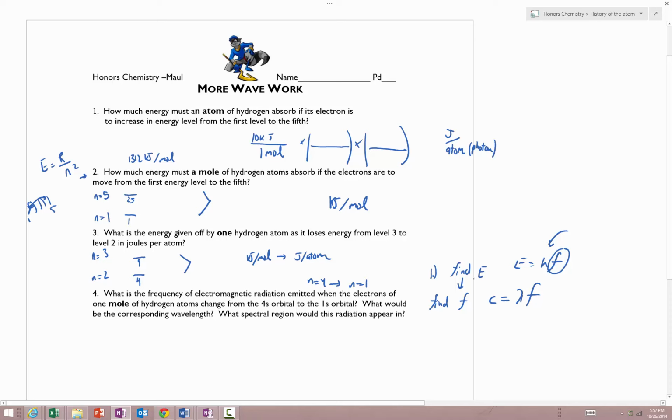Once we have our frequency, we can take it and figure out what type of light it is. Because it's light, with the same speed of light, we can use our equation dealing with frequency and wavelength to find the wavelength. Once you know the frequency and the wavelength, you can look at that little table and figure out what type of electromagnetic radiation, or what spectral region, it appears in. So this has been just a brief glance at some of these questions.